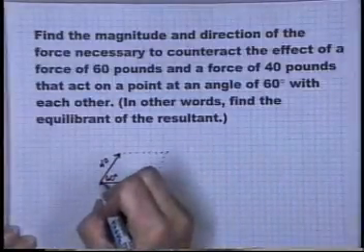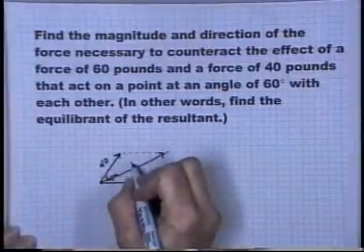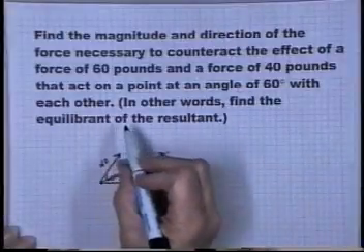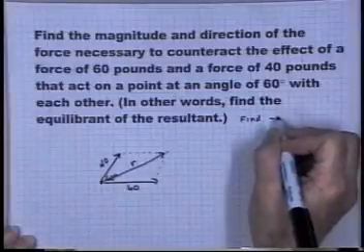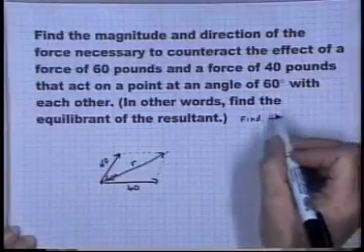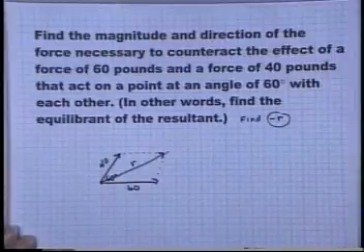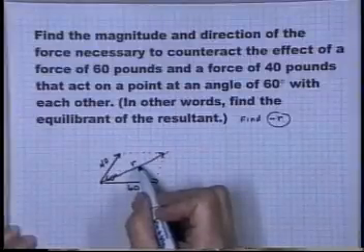Now what we're going to do is to complete our parallelogram. The resultant, of course, is the same initial point cutting across to this opposite corner. Let's call that R. And if we want to find the equilibrant of the resultant, we want to find the opposite of R. I'm going to talk about how we're going to explain the opposite of R here in a second. The first thing we need to do is to find the magnitude of our R.